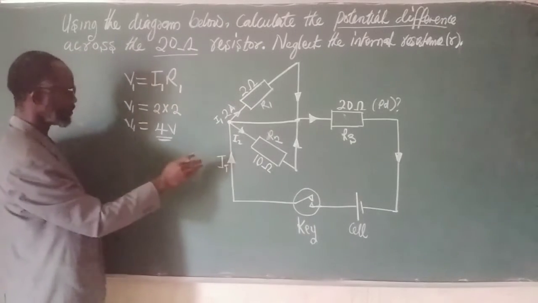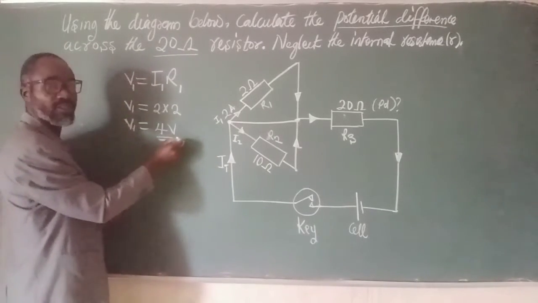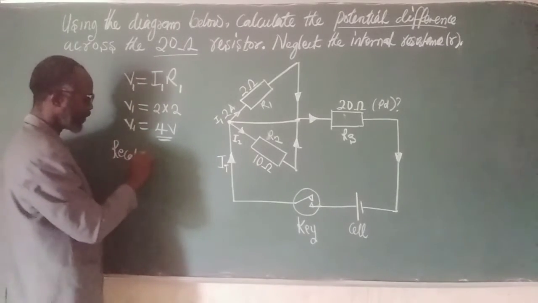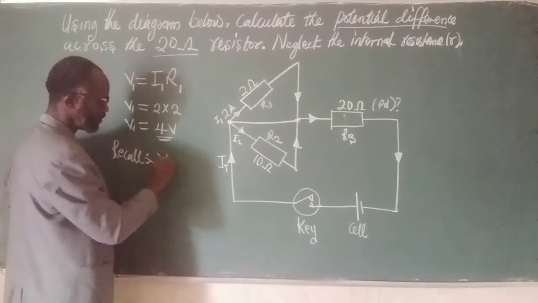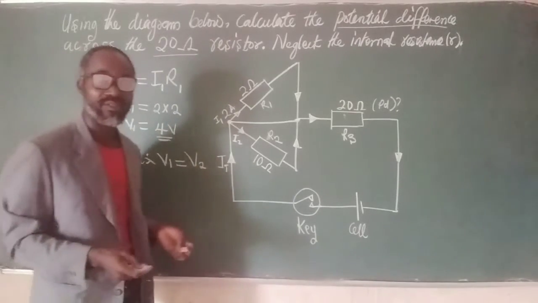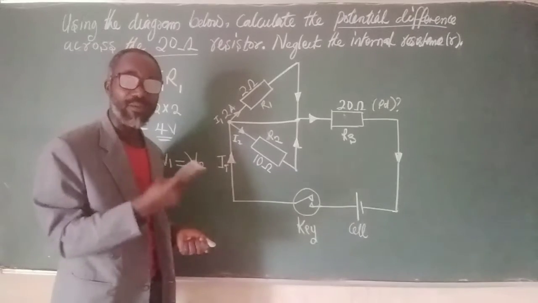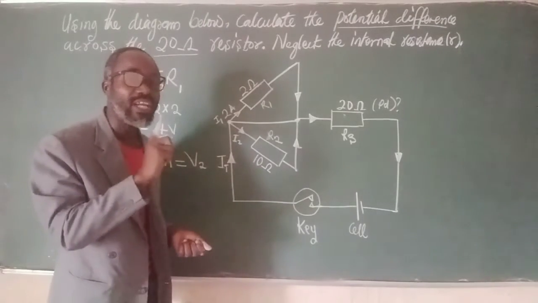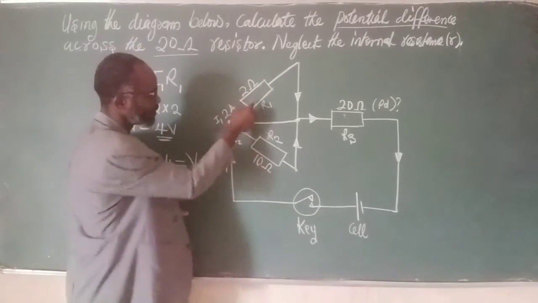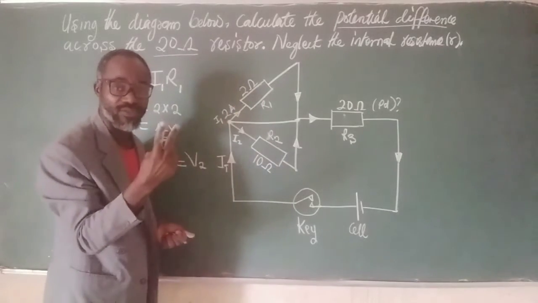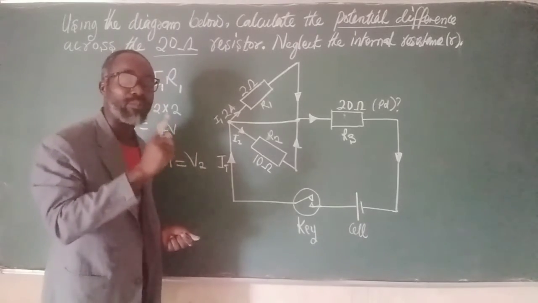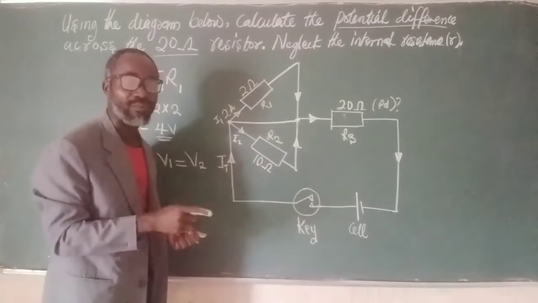Now we have found V1. We recall that V1 is also equal to V2. You know the reason? The potential difference across two resistors connected in parallel is the same. Only the current is different. We are going to find out now. I repeat, the potential difference across two resistors connected in parallel is always the same. Only the currents flowing in each of them are different.